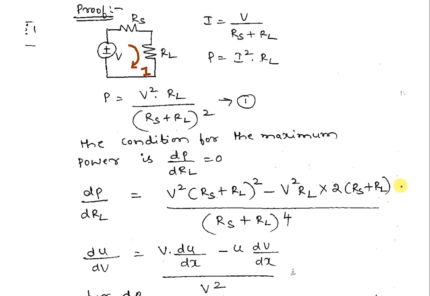So you are going to get 0 plus 1, and this multiplied by 0 is 0, and this multiplied by 1 is the only part left. Differentiation of RS with respect to RL is 0, plus differentiation of RL with respect to RL is 1. So 0 plus 1 is nothing but 1. So you get 1 here. Now you have to equate this to 0.